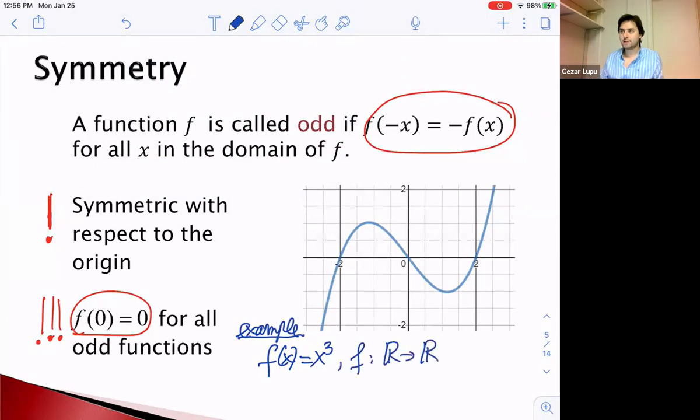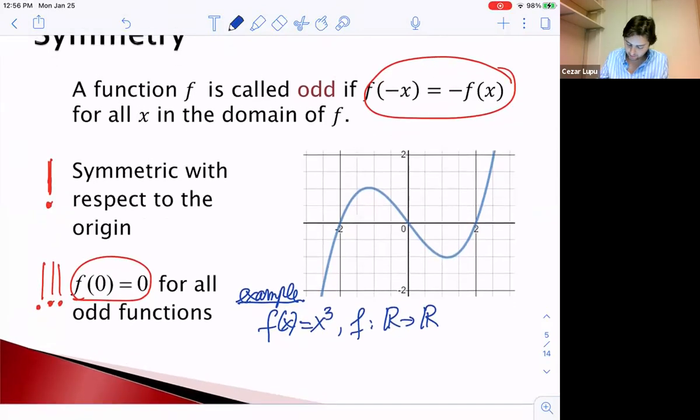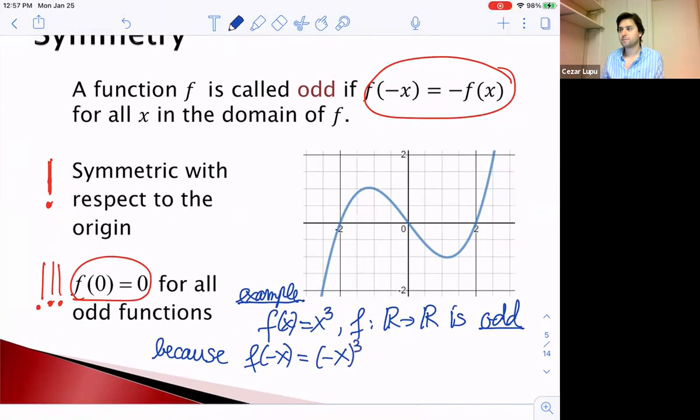Right? And why is that? Well, let's see. Why is f of x equals x cubed odd? Because, let's see, f of negative x is negative x cubed, right? Which is nothing else than just negative 1 cubed times x, right? Times negative x.